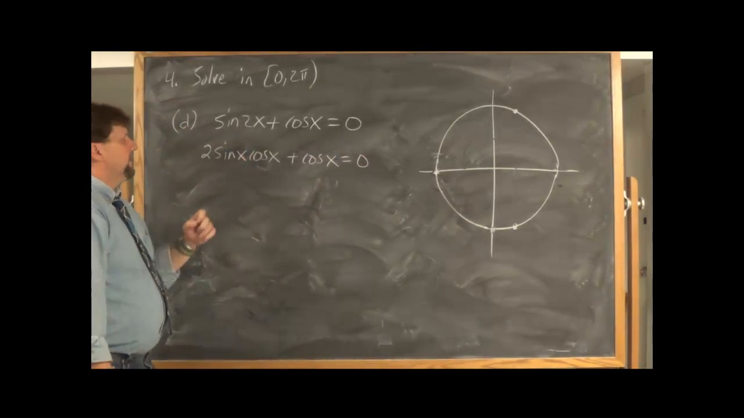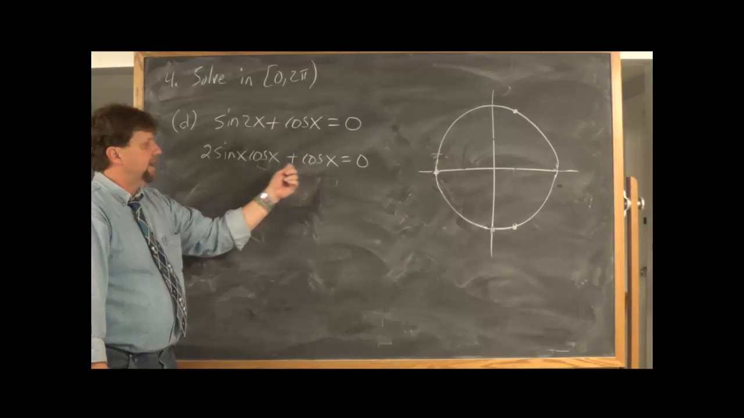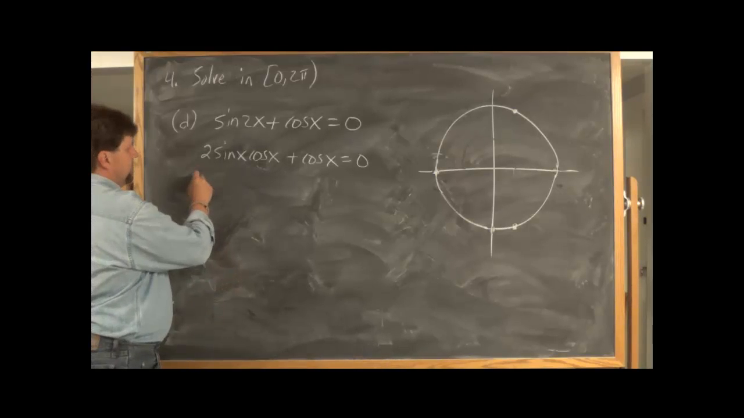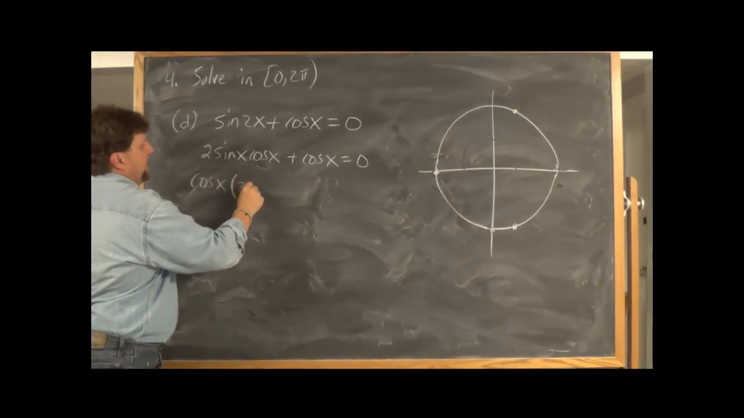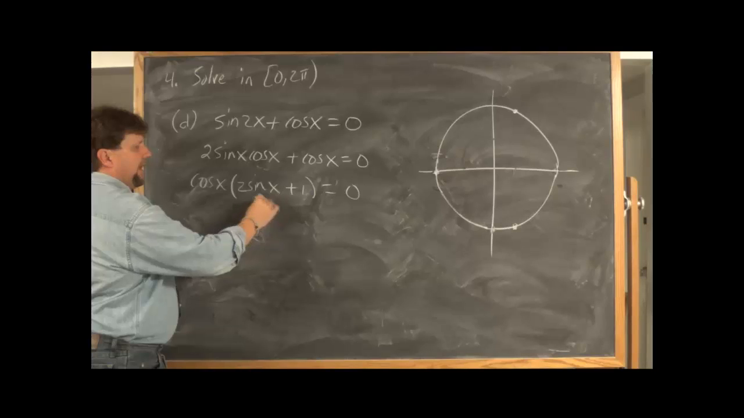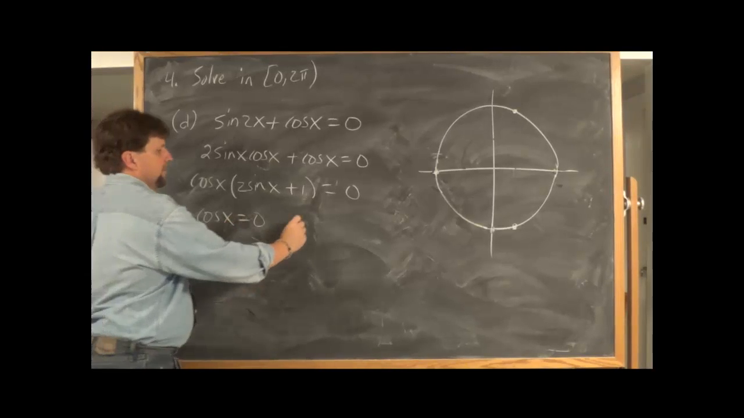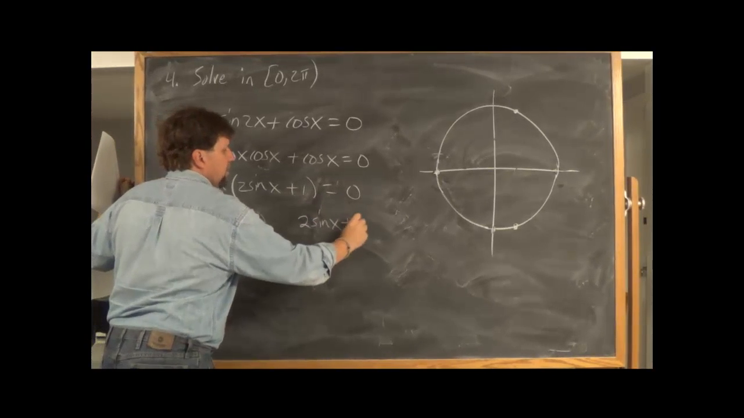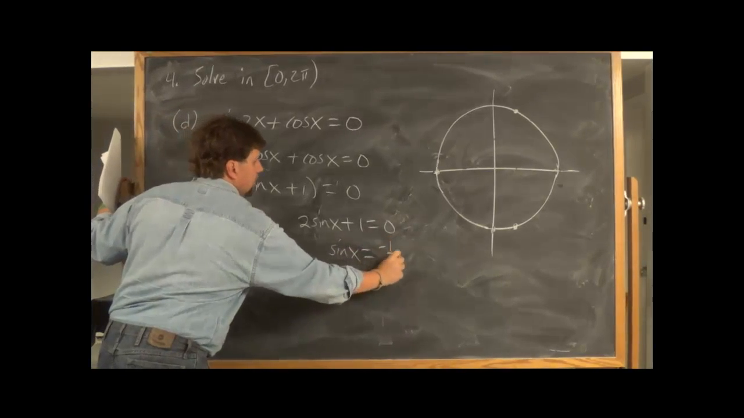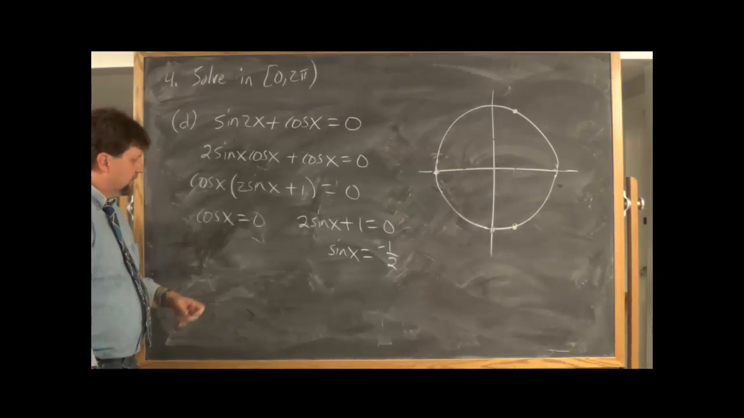So once we rewrite sine 2x as 2 sine x cosine x, on the left side of the equation we see cosine x appears in both of these terms. So why don't we go ahead and factor out a cosine x. And once we factor it out, we can then set each one of these factors equal to 0. So we have cosine x equals 0, or 2 sine x plus 1 equals 0. Or here you would have sine x is -1/2.